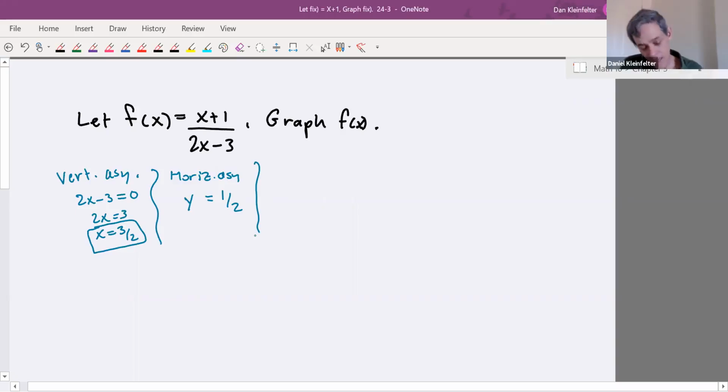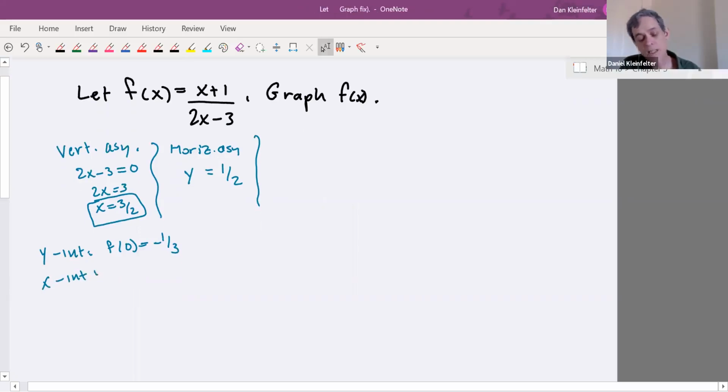And then let's get some intercepts as well. So the y-intercept will come from f of 0. If you put 0 in for x, you're going to get -1/3. And then the x-intercept will come when the numerator is 0. Remember, the denominator zeros give you vertical asymptotes. Numerator zeros will give you x-intercepts. So x plus 1 equals 0, x has to equal -1. So as points, that would be (-1, 0) for the x-intercept, and (0, -1/3) for the y-intercept.